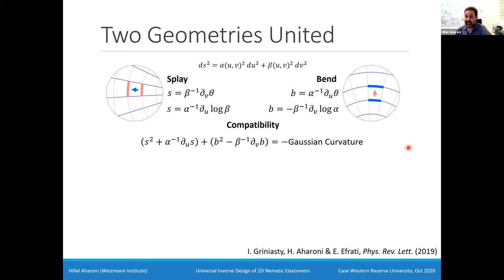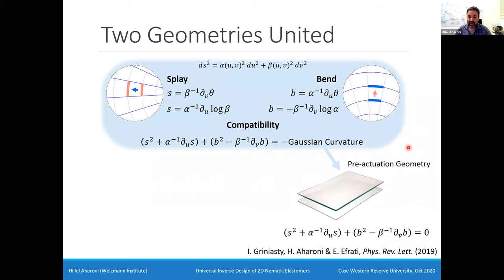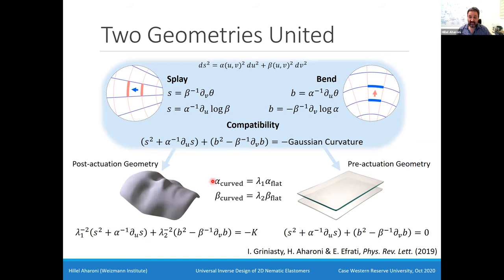However, we need to remember that we have two geometries. We have the pre-actuated geometry. We know that alpha and beta as is represent something that is planar and has zero Gaussian curvature everywhere. And we also know that as the material is actuated, alpha changes by a factor of lambda one, beta changes by a factor of lambda two. You can calculate, of course, how the splay and the bend change as well. And you also get this equation for your post-actuated geometry, which we know. So we know the geometry that we're trying to achieve.